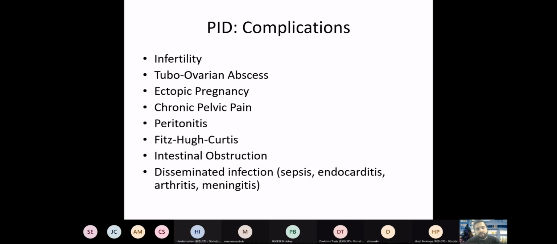Intestinal obstruction, though less common and quite rare, can occur if there's a local spread of the disease, a ruptured abscess, or formation of adhesions. All of these can put one at risk for intestinal obstruction, as well as systemic infections like sepsis or disseminated infections like endocarditis, gonococcal arthritis, and meningitis.